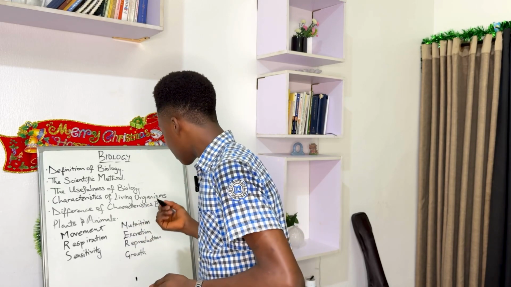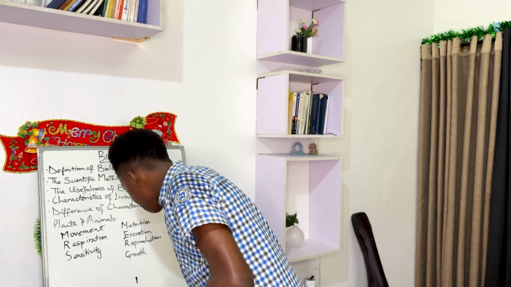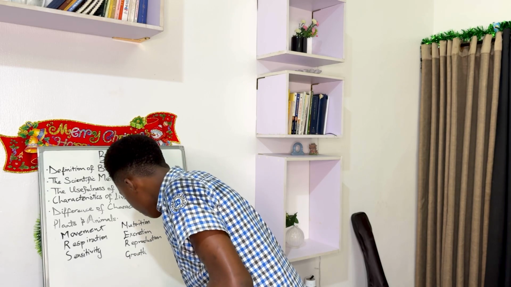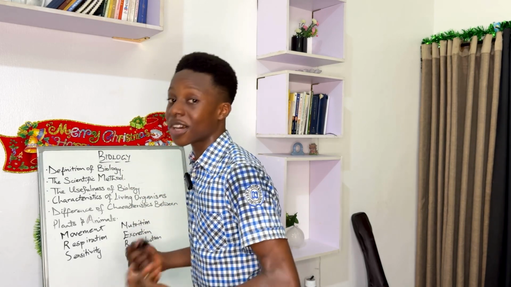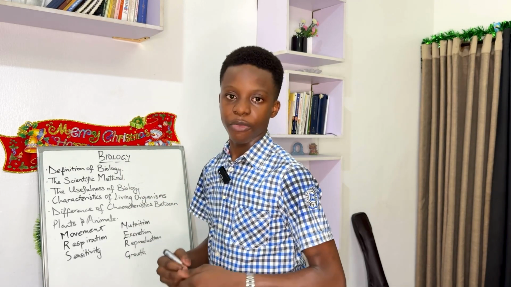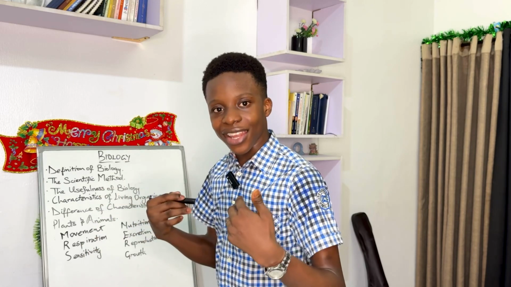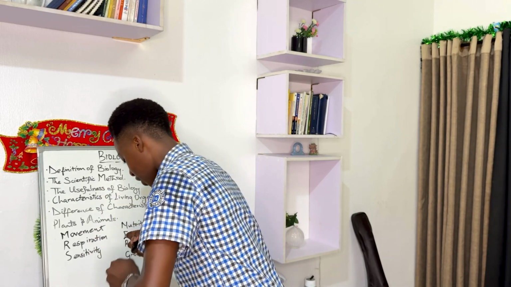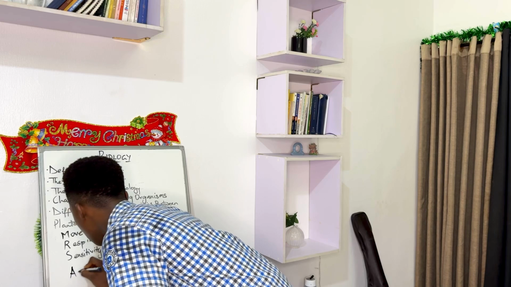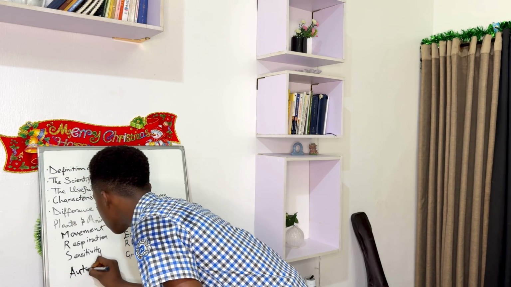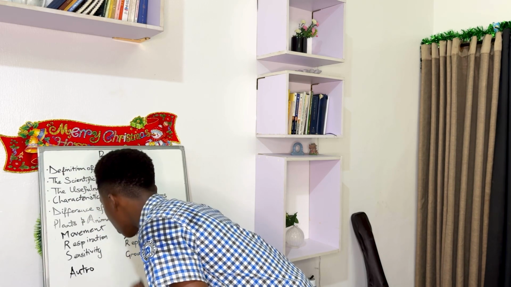Because, sorry, this ink problem. Because animals move to find their food, and plants don't move because they already have their food in them. So this characteristic in plants is called autotrophic nutrition.